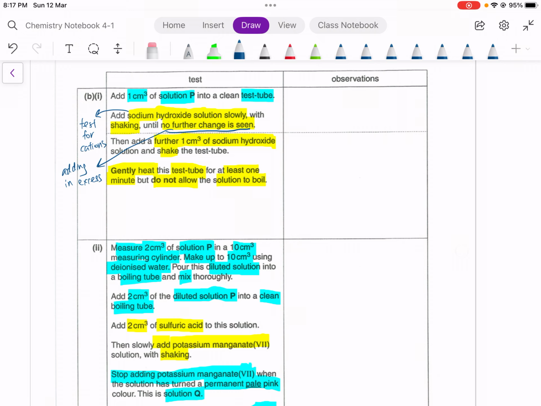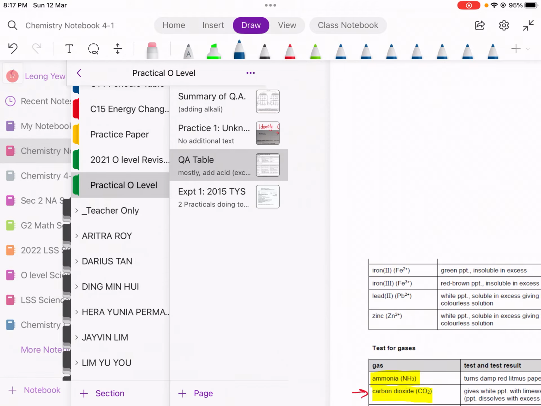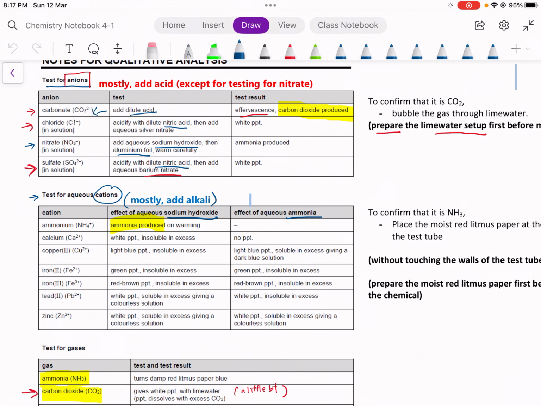Next, they ask us to add sodium hydroxide again, and this time they ask us to gently heat it. So let's look back at the QA table. Which one do they ask us to add sodium hydroxide and gently heat? I believe you have noticed it. If you look at ammonium ions, ammonia is produced on warming. So if you see sodium hydroxide and warm, this is to test for ammonium ions, which is also a cation.